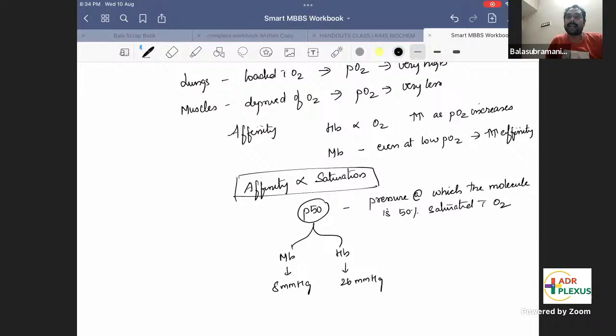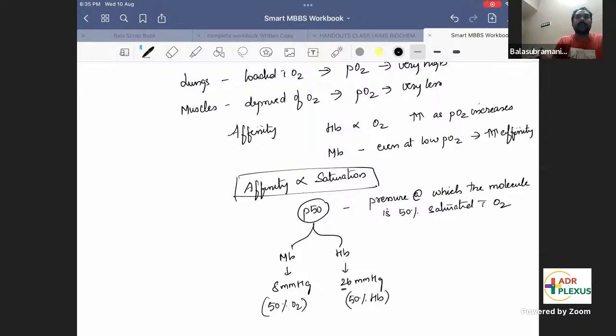So what does this signify? This signifies that 50% of myoglobin is loaded with oxygen at 8 mmHg itself, even at very low availability of oxygen, like, say, in the skeletal muscles, where myoglobin picks up the oxygen. But when the pressure is 26, only then is 50% of hemoglobin filled with oxygen. So as the pressure increases, the affinity of oxygen binding increases in hemoglobin. But myoglobin, even when the pressure is low, picks up the oxygen.